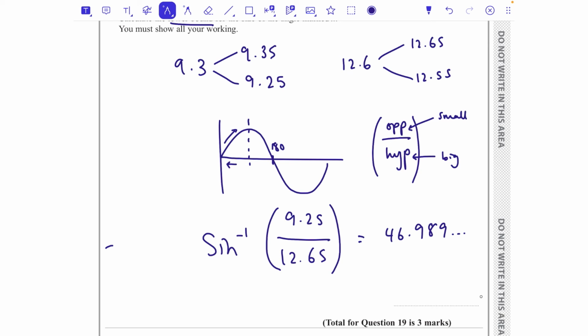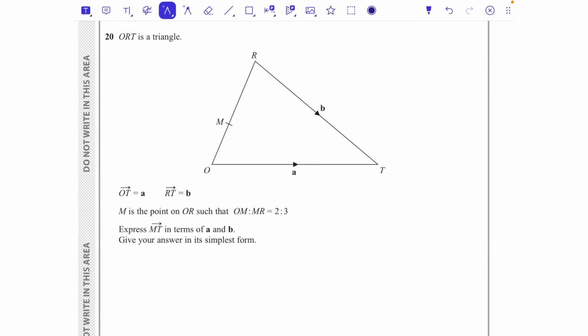It's asked me to, oh no, that's just the lower bound, so let's just write, yeah, it wants at least that, so let's do 46.98921 on the answer line for that. Anything from 46.98 to 47 was absolutely fine with correct working. Quite tricky, that one.